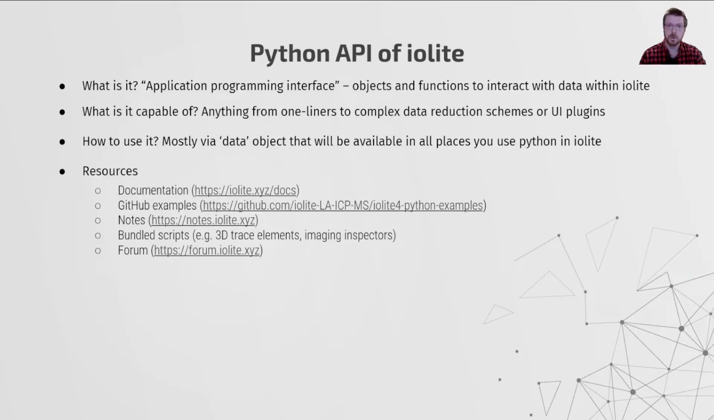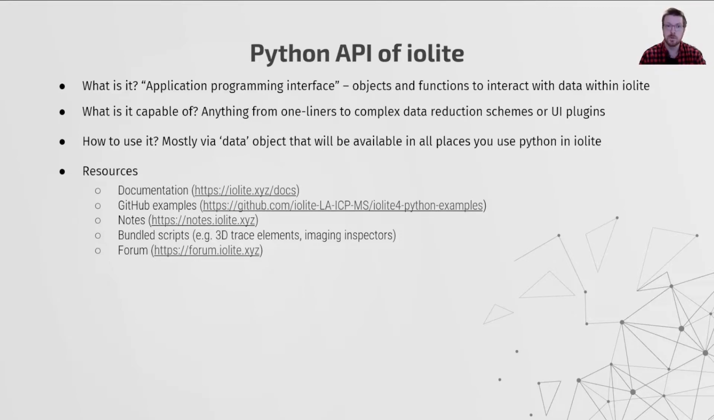At this stage, we know about the fundamental types and features of the Python language, and we have a basic idea of some of the key data science packages. Now we want to use our Python skills to interact with iolite. This is where iolite's Python API comes in. API stands for Application Programming Interface, and it is really just a set of objects and functions that you can use in your Python scripts to interact with iolite. These scripts can range from simple one-liners to complex data reduction schemes and user interface plugins.